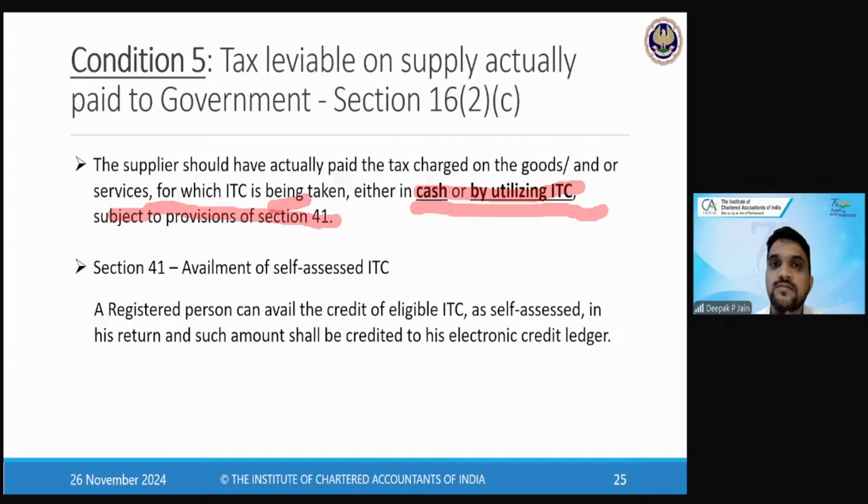So we'll see in the further provisions that if you have availed the credit and you have not utilized it with your output tax payable, then you can reverse it and there will not be any interest or penalty. But if you have utilized it, which means you had some output tax and you have offset this credit with your outward liability, that is called utilization. If you utilize the credit, then there is a provision for interest and also penalty.